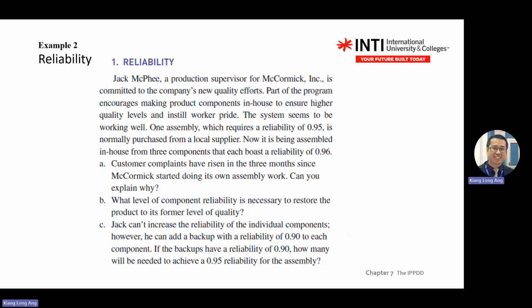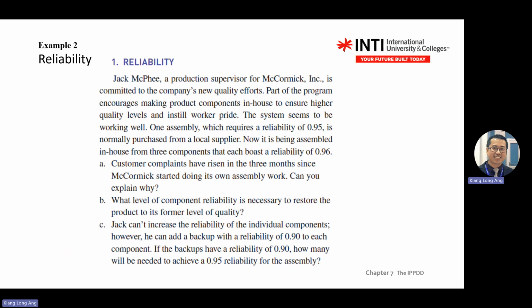Now, he says he can add a backup. Your backup reliability is 0.90. How many backups do you need to achieve what? RS 0.95. This is your objective. This is your target.